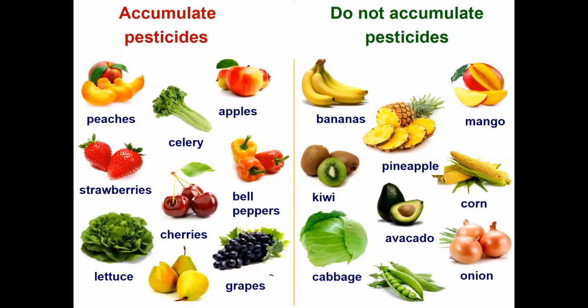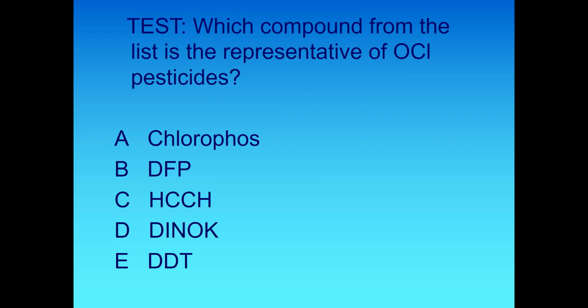Some foodstuffs accumulate pesticides, for example apples, celery, strawberries, and others. Other foodstuffs do not accumulate pesticides, for example bananas, mango, kiwi. Test. Which compound from the list is a representative of organochlorine pesticides? The correct answer is E, DDT.